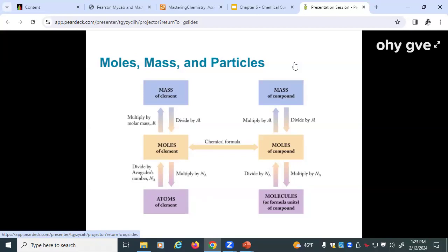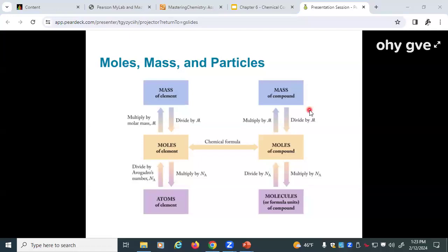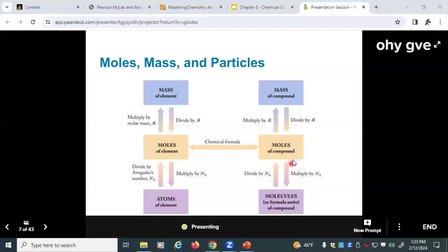This is a real, I don't want to say lifesaver, but this is a really great organization. Because what it tells you is if I'm trying to do some kind of a calculation, I can use this to figure out what kinds of information I need to do the proper conversions. So if I'm trying to figure out the mass of a number of molecules of a compound, then I realize, okay, I need to go from molecules to moles first, and then from moles to mass. There's going to be 2 different conversions involved here.